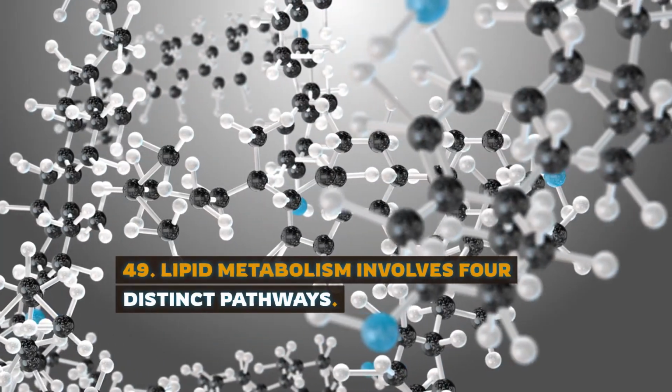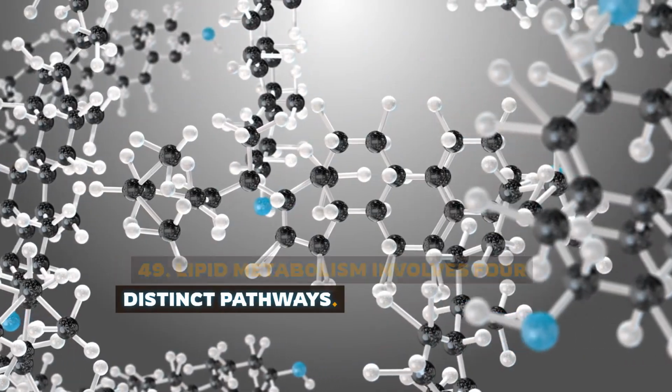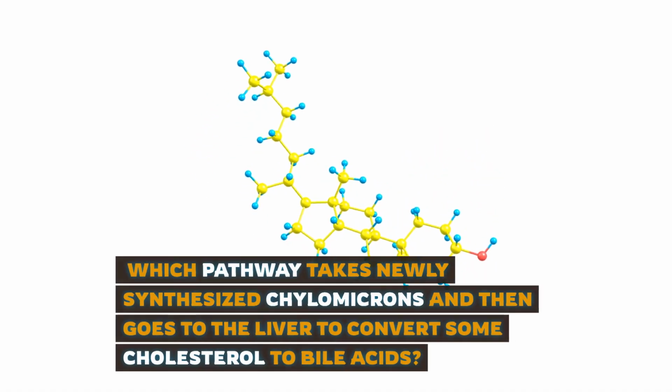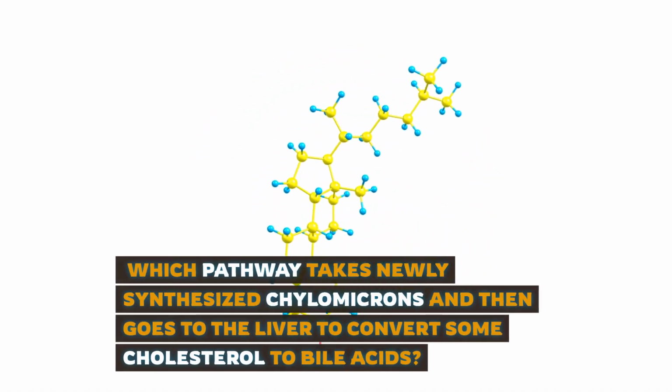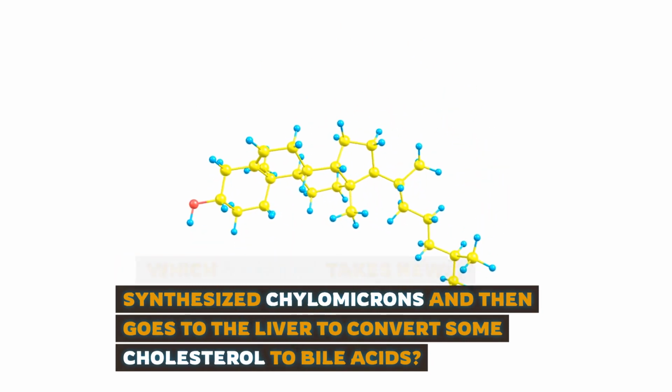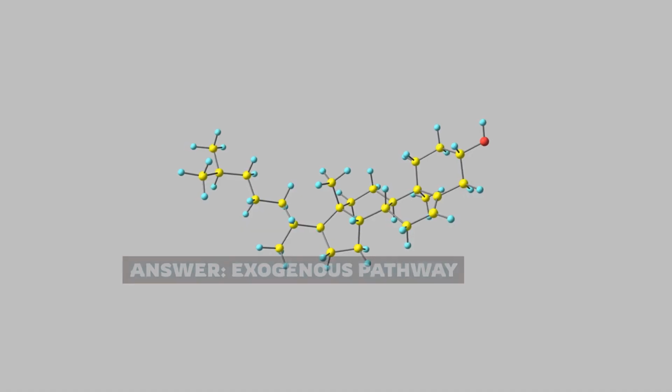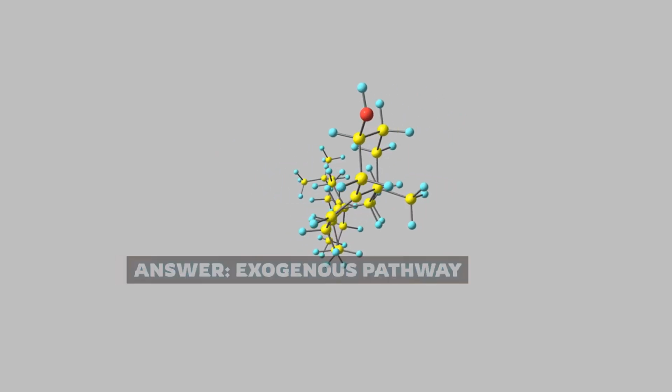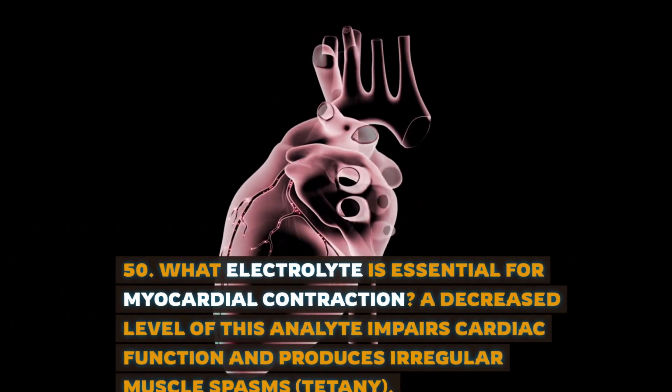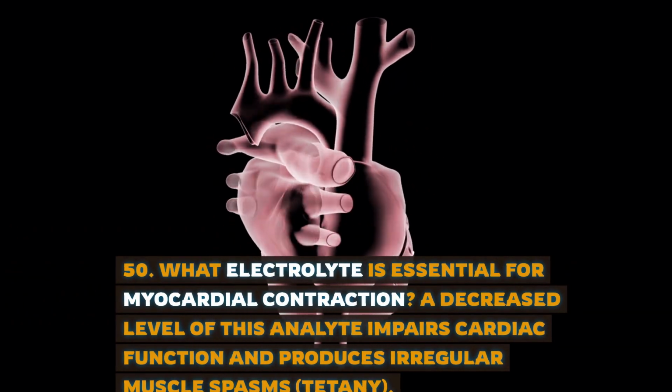49. Lipid metabolism involves 4 distinct pathways. Which pathway takes newly synthesized chylomicrons and then goes to the liver to convert some cholesterol to bile acids? Answer: Exogenous pathway. 50. What electrolyte is essential for myocardial contraction?